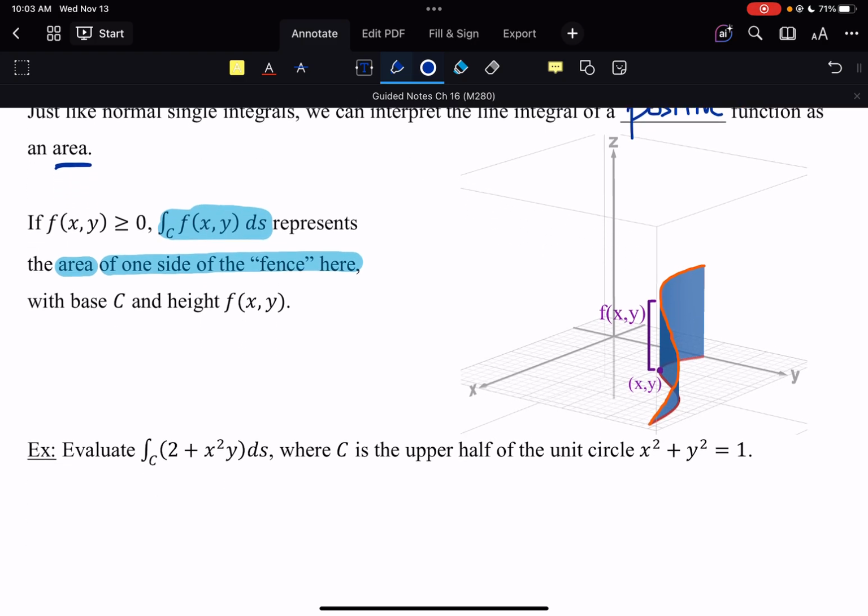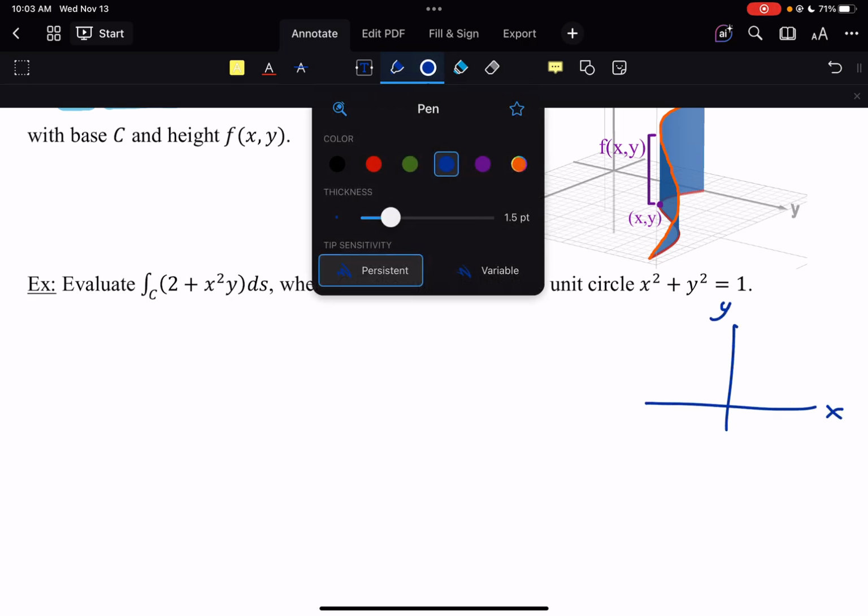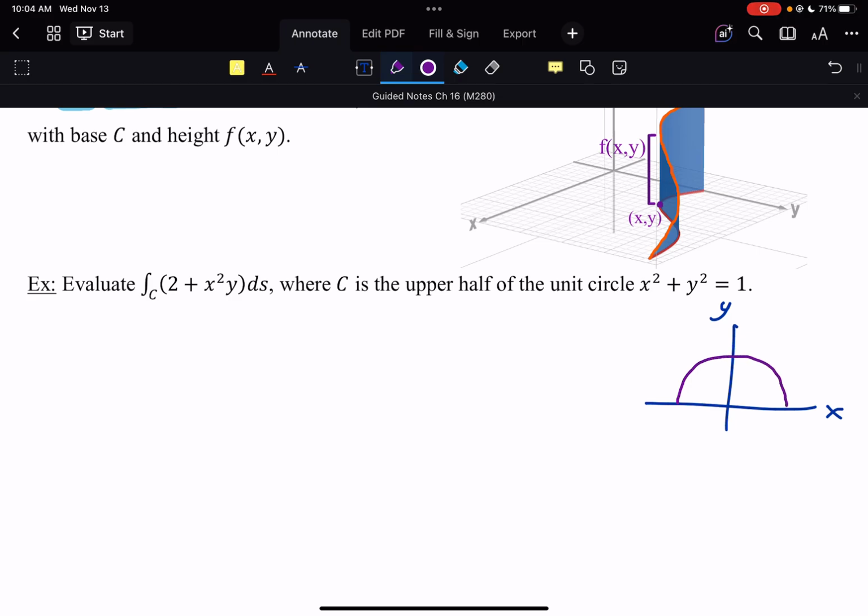So let's take a look at an example. Evaluate the line integral over C of 2 plus x squared y ds, where C is the upper half of the unit circle, x squared plus y squared equals 1. If we look at the upper half of the unit circle, something like that, this is our curve C. So x squared plus y squared equals 1. That's going to be 1, and that's going to be negative 1 over there. That's the origin right there. We only want the top half, so that would be y greater than or equal to 0.